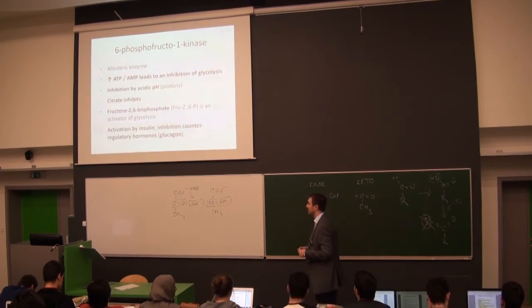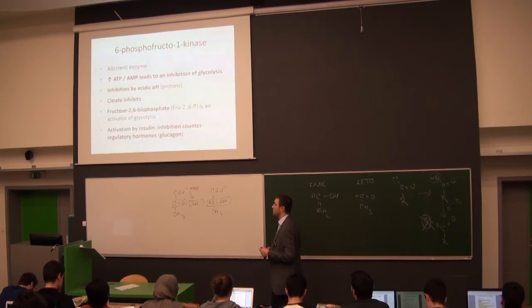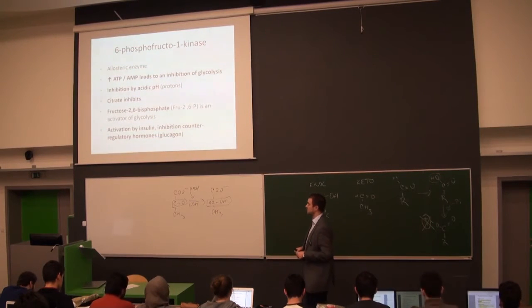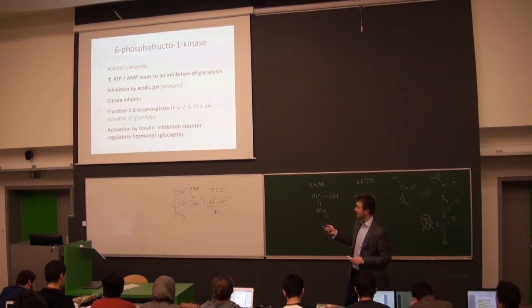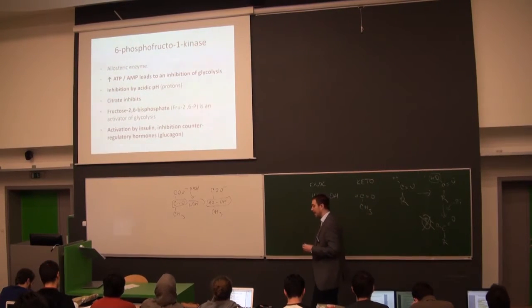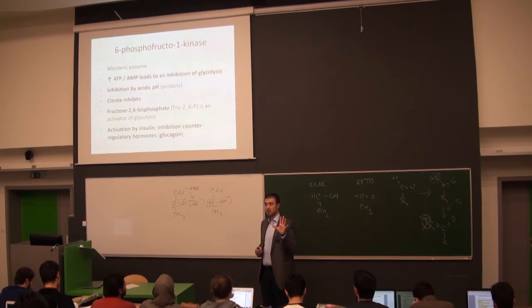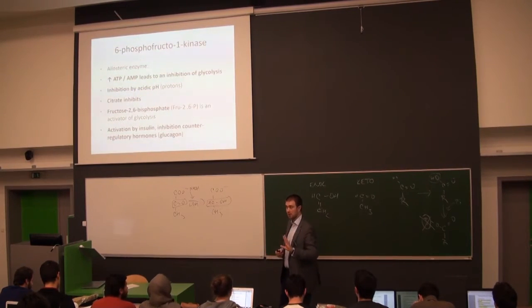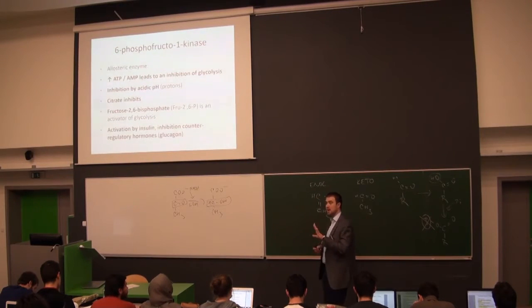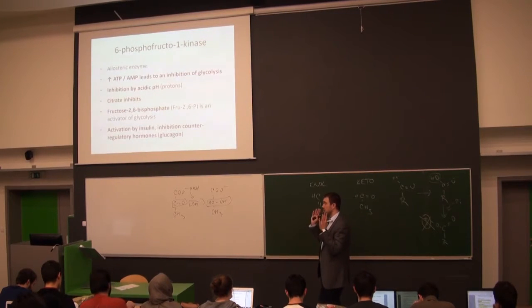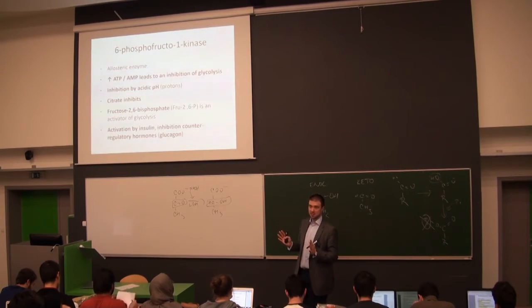Similar thing you met in the Krebs cycle, where you have the energy balance, energy regulation in some enzymes. Second is inhibition by acidic pH. Glycolysis, you start with glucose, that's a neutral molecule. Pyruvate or lactate, they are acids, salts of the acids. That means that you start with a neutral molecule and you produce two acids.